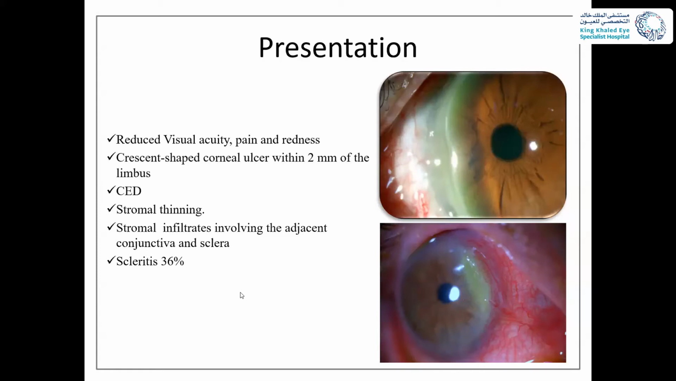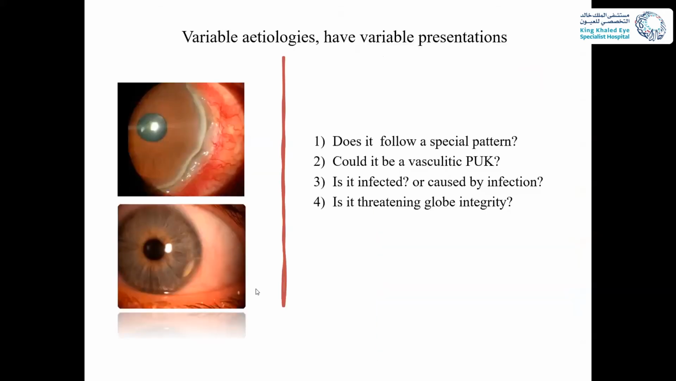Stromal infiltrate involving the adjacent conjunctiva and sclera can be found, and this sign has to be mentioned whether it is positive or negative. Absence of involvement of sclera is a very important sign. It has to be mentioned in the patient file, so you can shortlist your differential diagnosis. Scleritis has been found in 36% of patients with a systemic disease. Now, we know that variable etiologies have variable presentations.